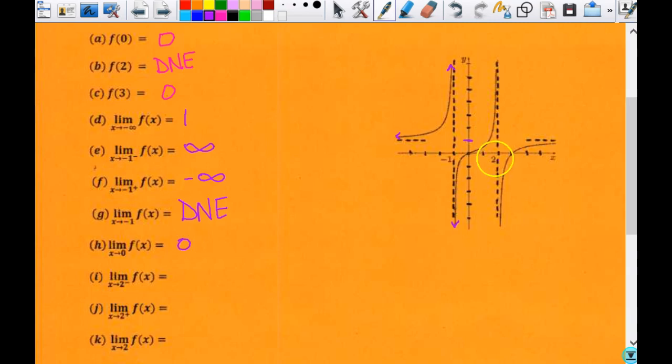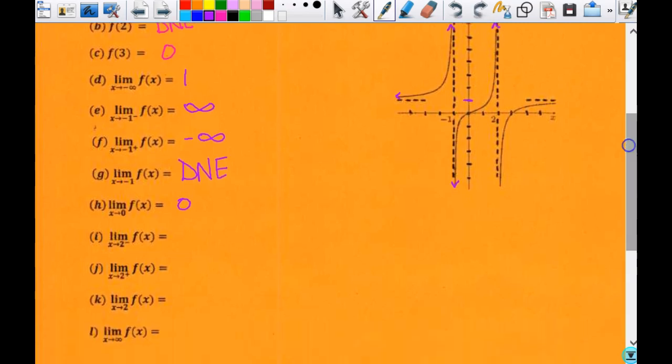So when we approach 2 from the left-hand side, y is approaching infinity. When I approach 2 from the right-hand side, y is approaching negative infinity. And so when I just approach 2, again, they don't match, so it does not exist. And then the limit of f of x as x approaches infinity, so as the x's get bigger and bigger and bigger, got this asymptote here again at 1. So as x gets bigger and bigger and bigger, y gets closer and closer to 1.